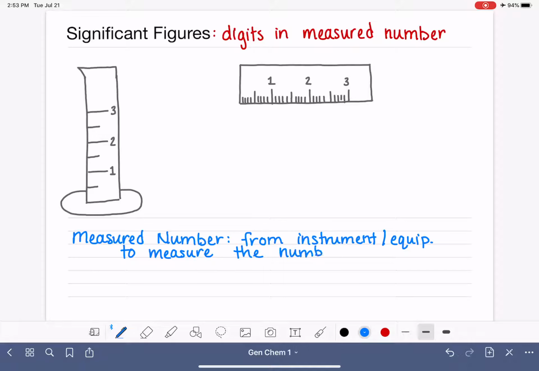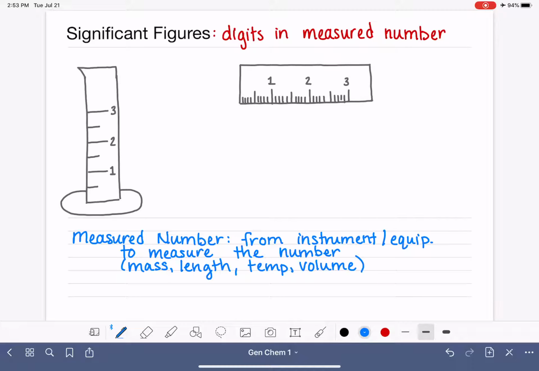So some examples of measured numbers would be a mass, or weight as we often call it, that we get from a balance, or a length that we would get from a ruler. That is a hard word to spell while I'm talking. Or a temperature that we would get from a thermometer. So something along those lines, or a volume that we would get from some sort of volume measuring device.